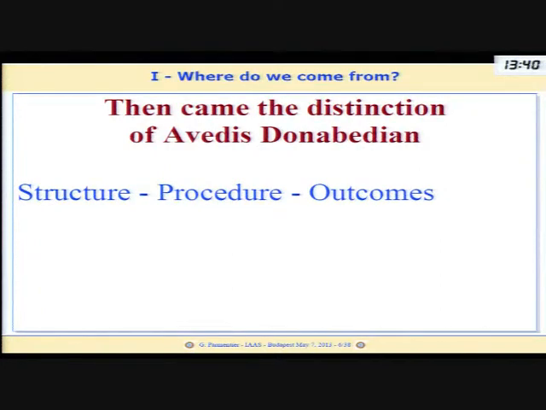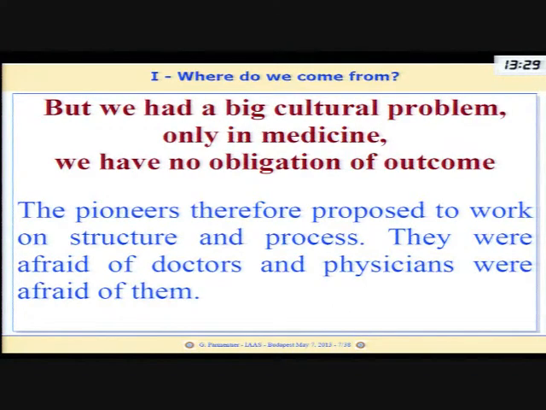Then we have Donabedian, and this distinction between structure, process, and outcomes. Everybody knows that now in our hospitals. But we have a big cultural problem everywhere in the world, only in medicine, because we have no obligation of outcome. Then the pioneers proposed to work on structure and processes, no problem. But doctors and physicians were afraid of them, especially when they talked about outcomes.